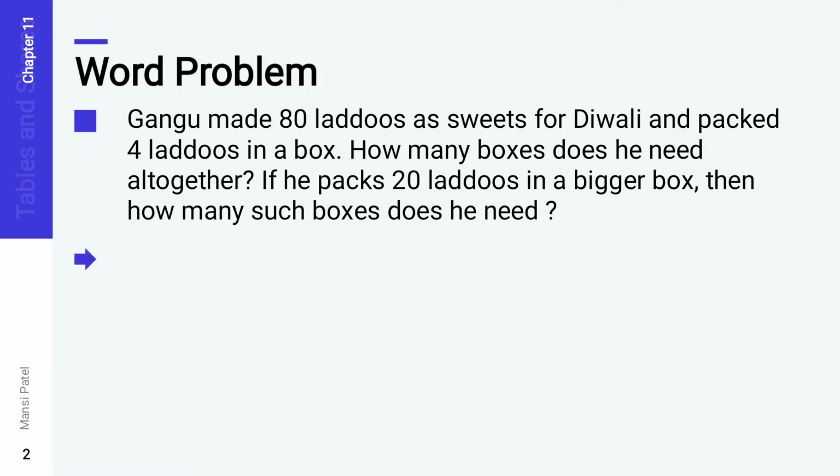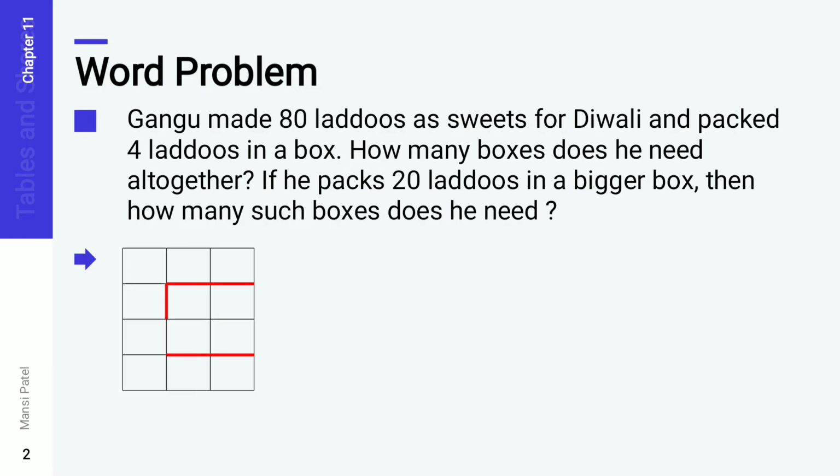Again, first they were given the total number of laddus. Total number of laddus is 80. Now in a small box he wants to pack 4 laddus. So here we have to find out the number of boxes. So what we have to do? We have to do the division. So here we have to do the division of 80 divided by 4.